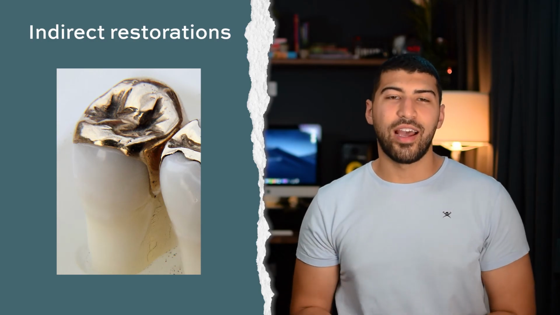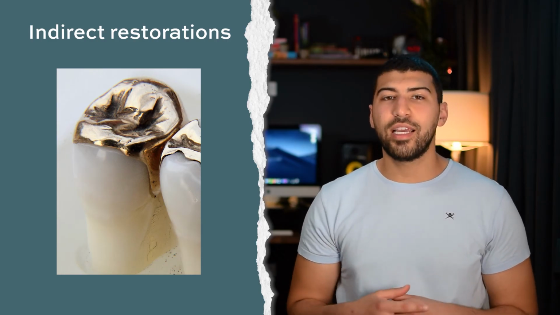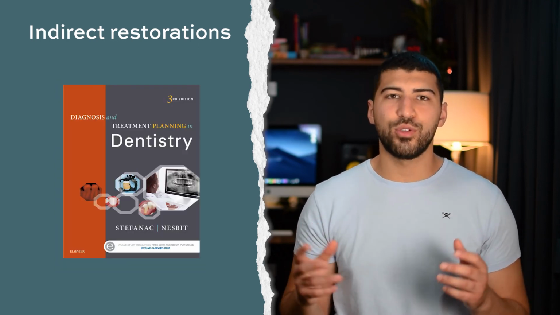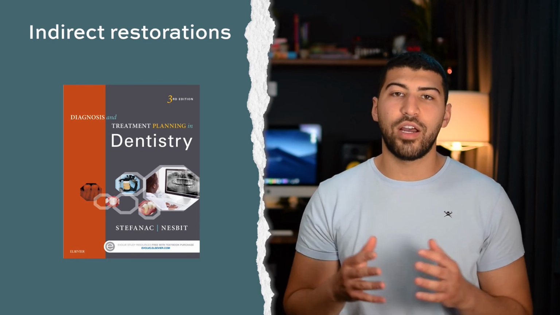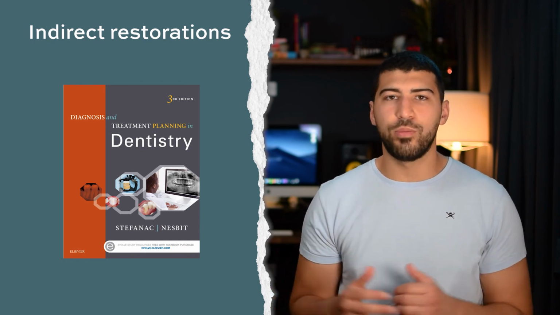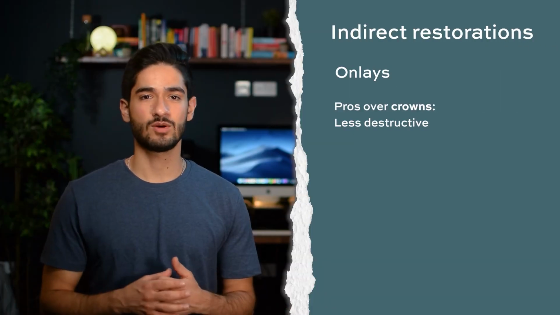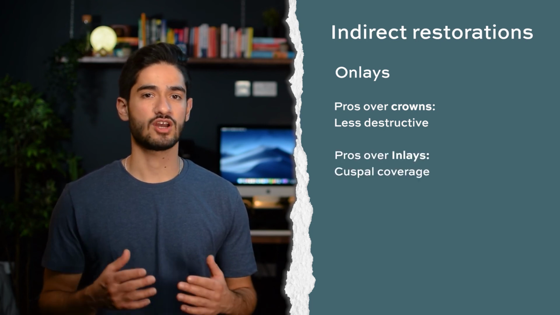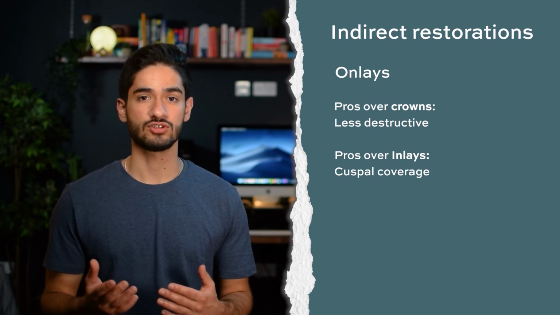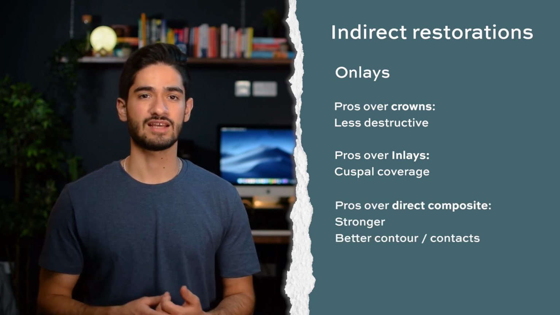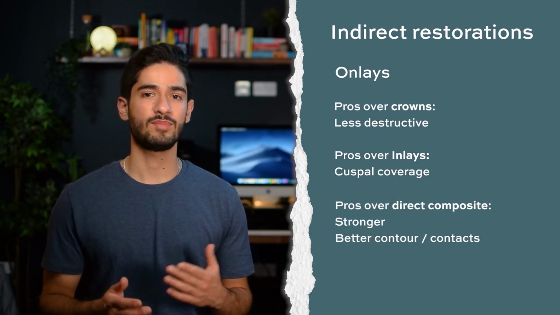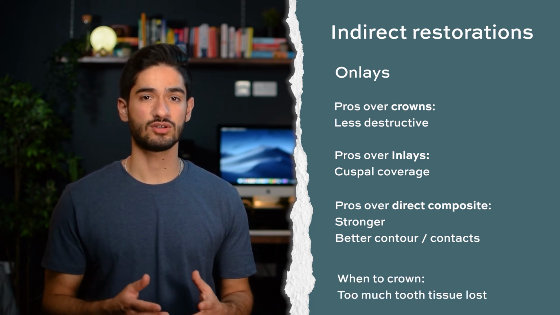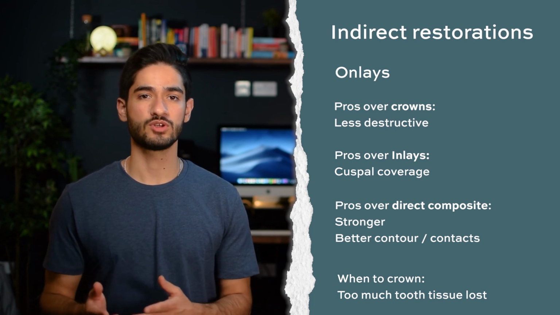Now, onlays on the other hand have a lot more use. They basically cover one or more cusps of the posterior teeth, and in the book, the official definition is that it covers up to 5/8 of the tooth, and any more than that would be a crown. Onlays are a more minimally invasive option to crowns and are used to provide cuspal coverage to strengthen the tooth, for example, if it has a crack or after root canal treatment. They're better than doing a direct composite because a lab-made onlay will be stronger and have better contours and contacts. Sometimes, however, there's so much tooth structure that has been lost from caries, for example, that your only option would be to do a crown.